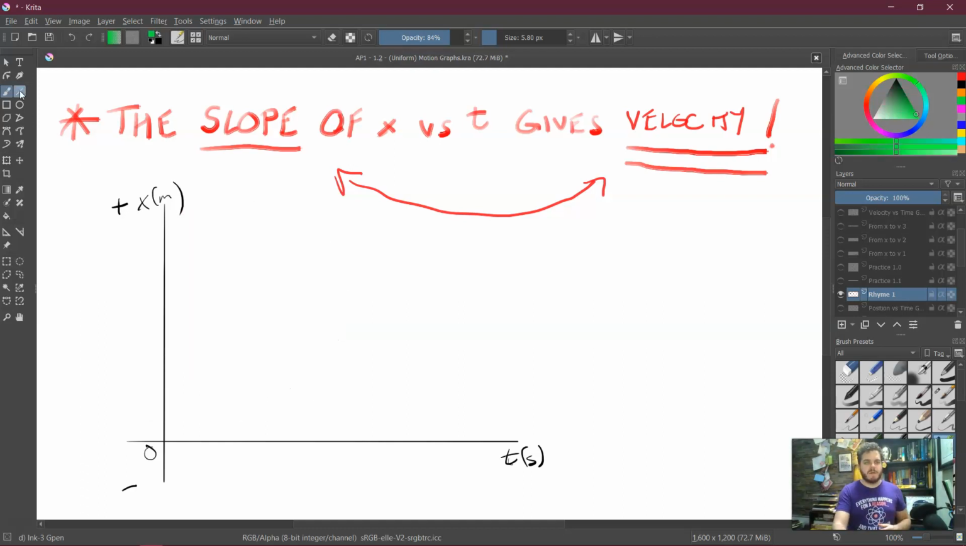So for instance, let's say that we had something like this. Well, that is a constant slope. It never changes. It's a positive slope.